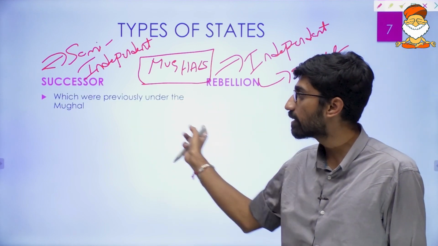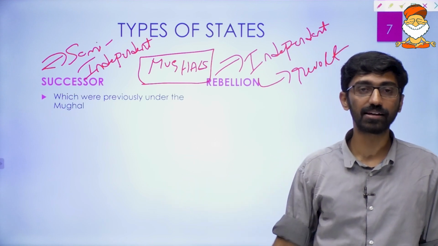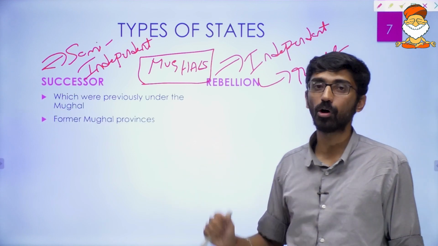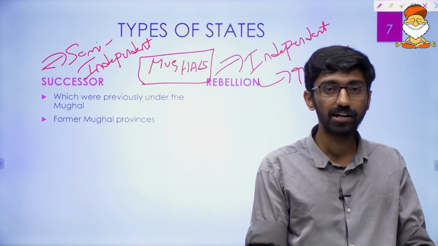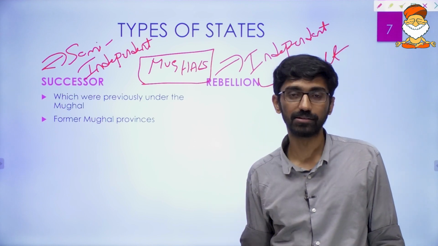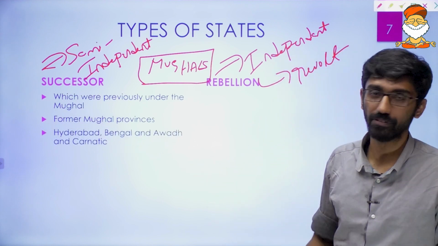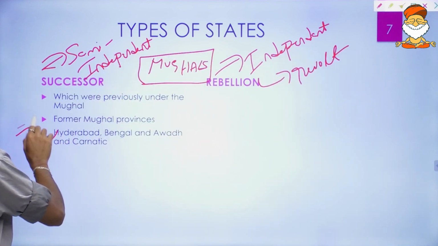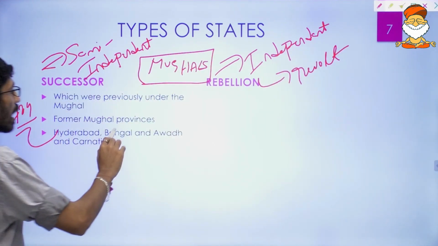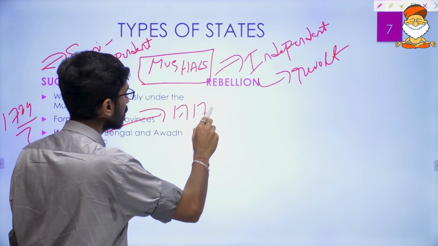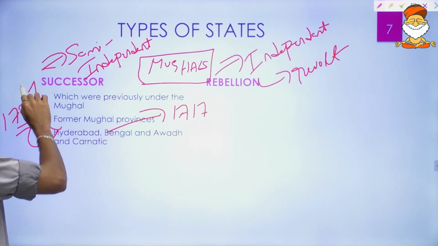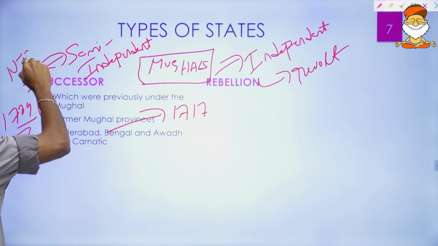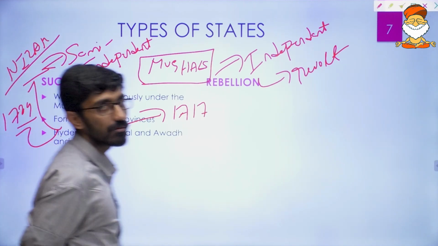These successor areas were previously Mughal provinces. And these provincial governors declared semi-independence. They did not become completely independent. For example, we can talk about the Hyderabad region. The Hyderabad state was established in 1724 and Bengal was established in 1717. Hyderabad was established by whom? Hyderabad was established by the Nizam, that is Kilij Khan, as we can also call him.